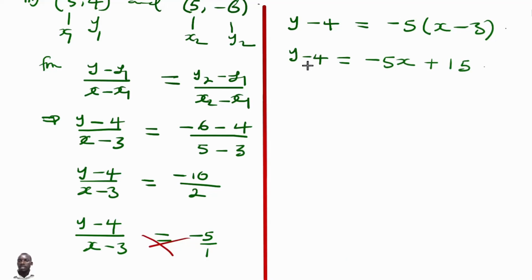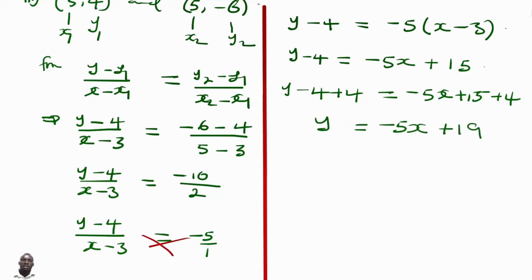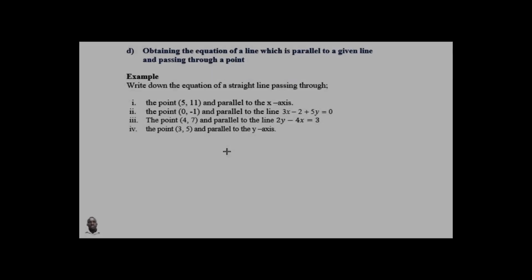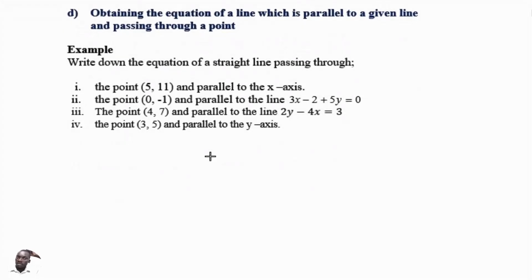From here we can take this negative 4 to the right hand side, whereby we add it on both sides. So equals negative 5x plus 15, then plus 4. So our y equals negative 5x plus 19. Therefore, this becomes our correct equation for Roman numeral 3. We can now look at the next subheading, which is obtaining the equation of a line which is parallel to a given line and passes through a given point.